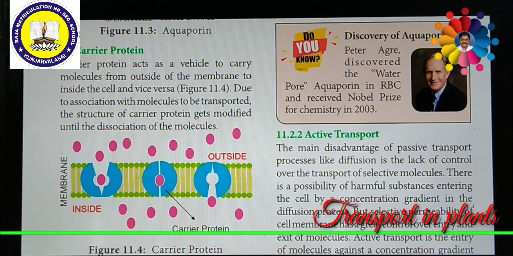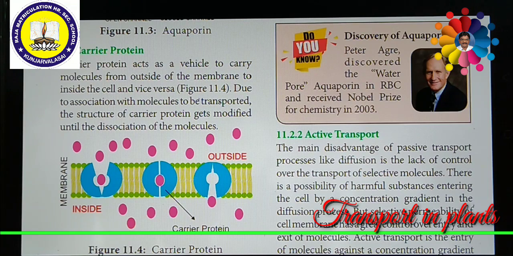The carrier protein also helps the material travel from one side of the membrane to the other side through this protein. This is also without using any energy. So this is also called facilitated diffusion. Facilitated diffusion takes place without using energy in two ways. They are called channel protein and carrier protein.